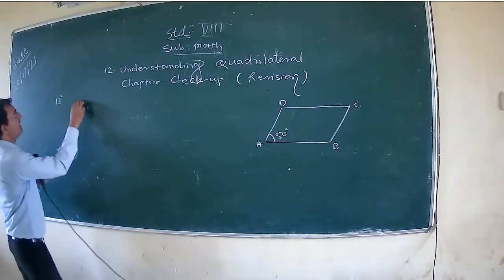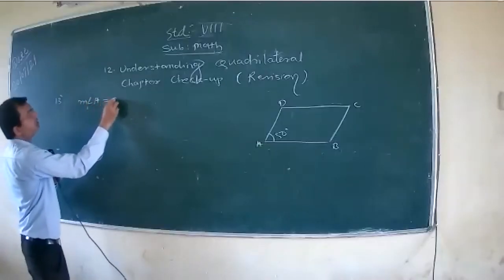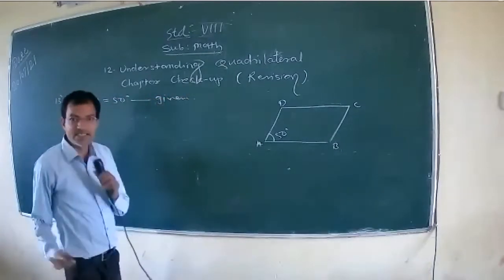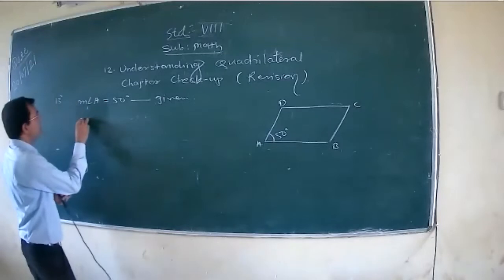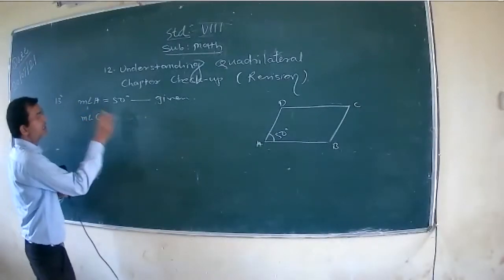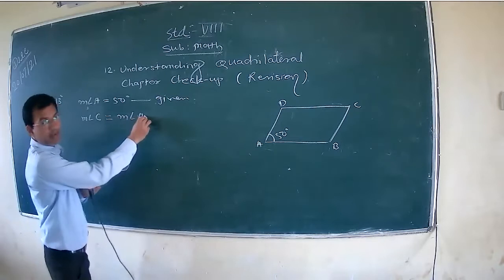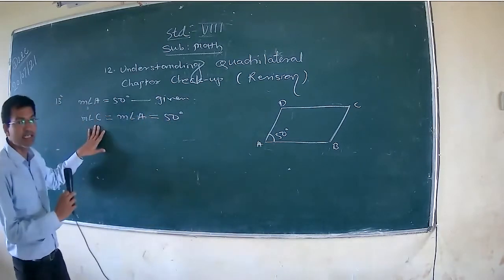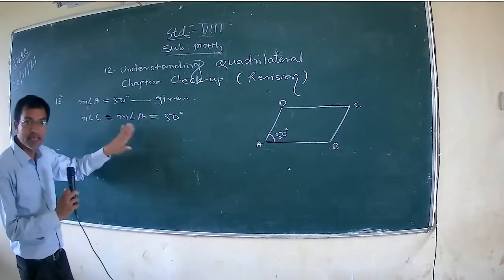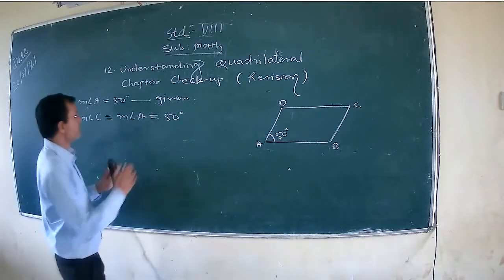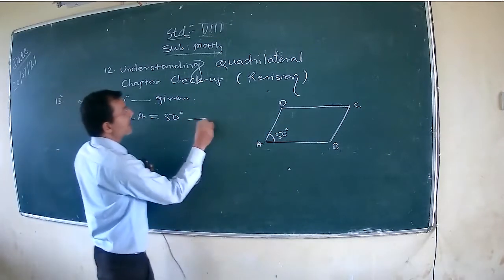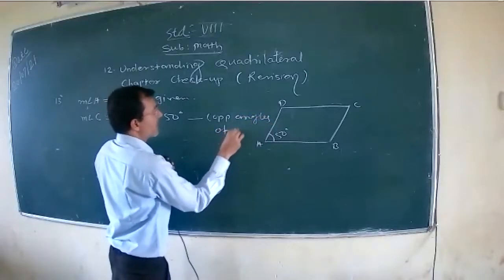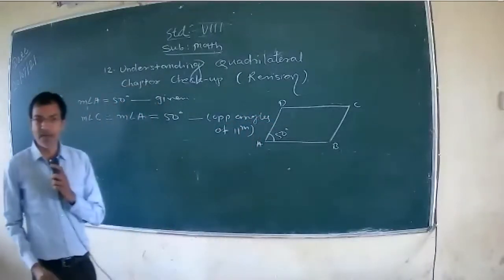Measurement of angle A is equal to 50 degree. This is given, already it is given. Now you can write here measurement of angle C is equal to measurement of angle A, and A means 50 degree. Why are these two angles equal? Because opposite angles of parallelogram are equal.